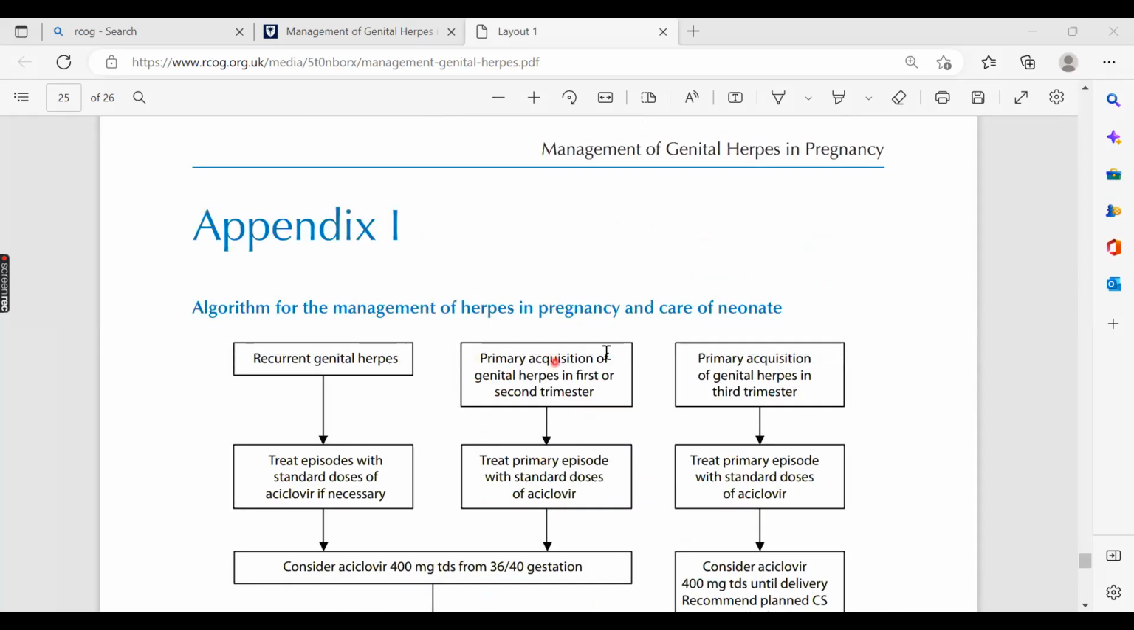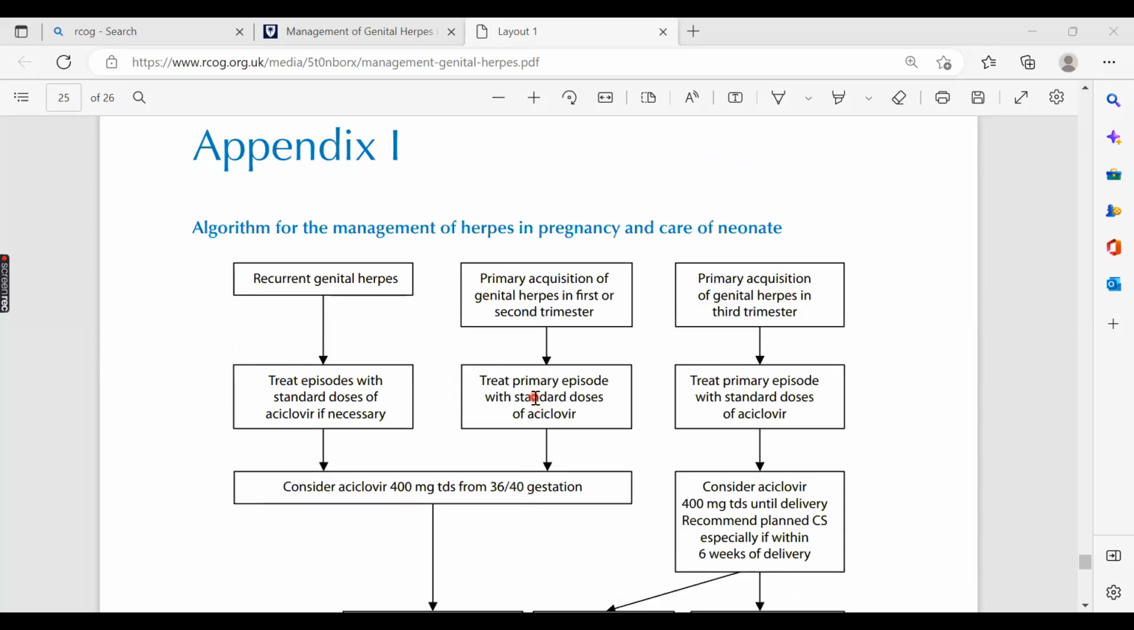However, if there's a primary acquisition of genital herpes in the first and second trimester, this is almost similar to recurrent genital herpes. In the first and second trimester, we are safe. The mother is safe. So treat the primary episode with standard doses of acyclovir, 400 milligram three times daily for a period of 5 days.